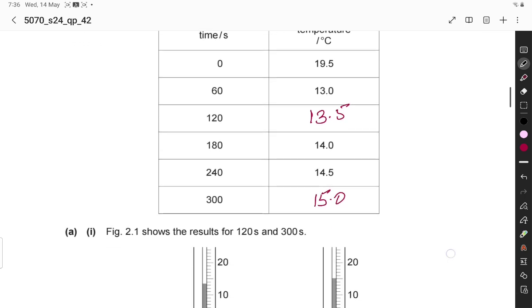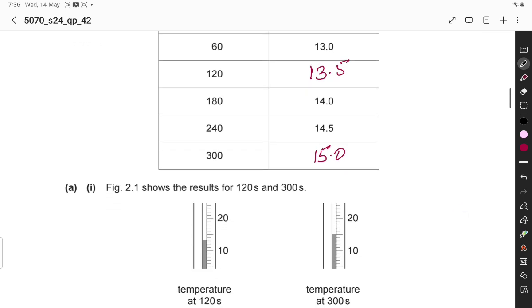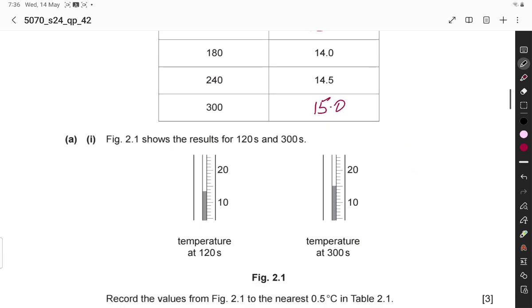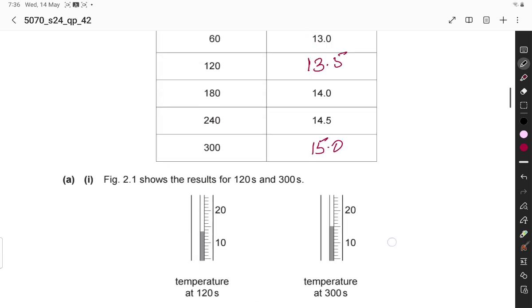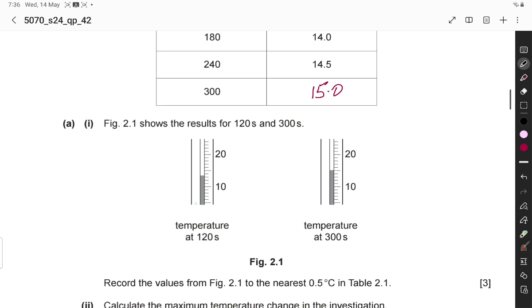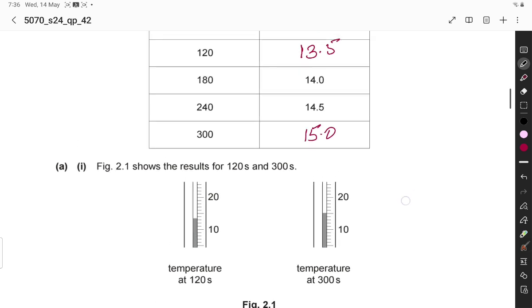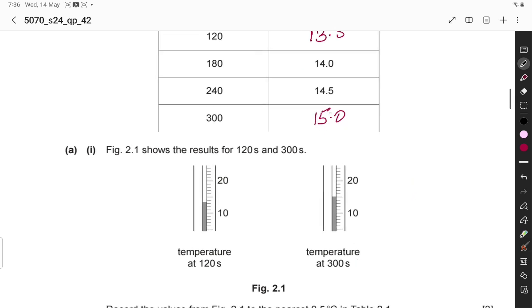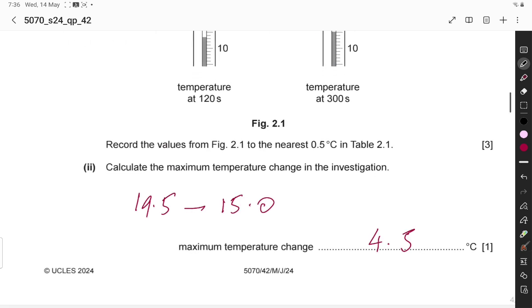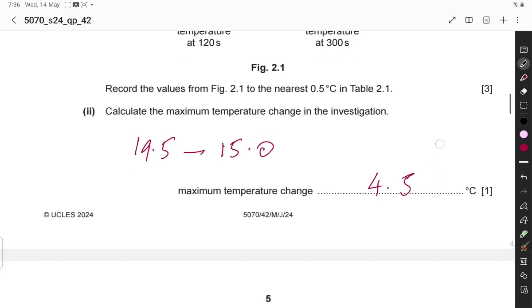So this is a table and two readings are missing, which are given over here. At 120 seconds it is 13.5 degrees Celsius, and at 300 seconds the temperature is 15 degrees Celsius. Record the values from figure 2.1 to the nearest 0.5 degrees Celsius in table 2.1.